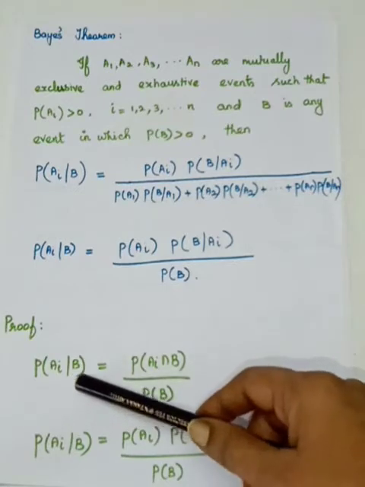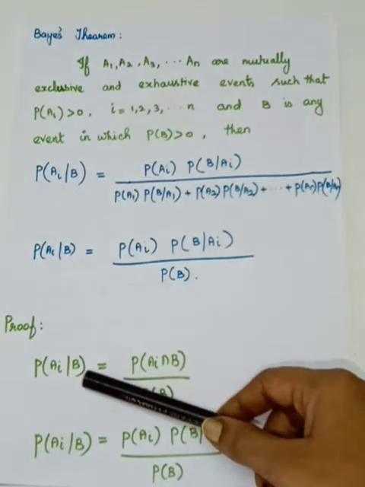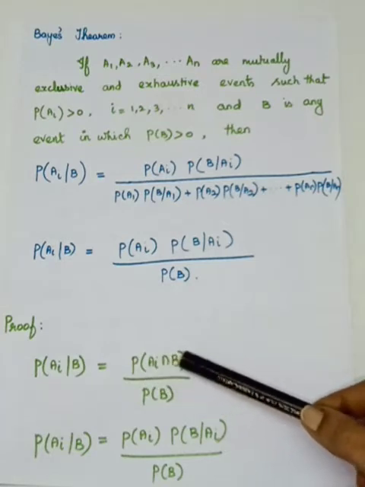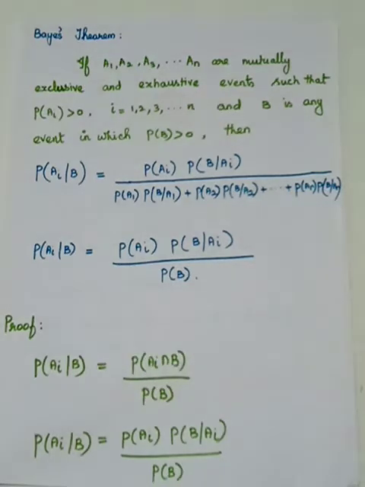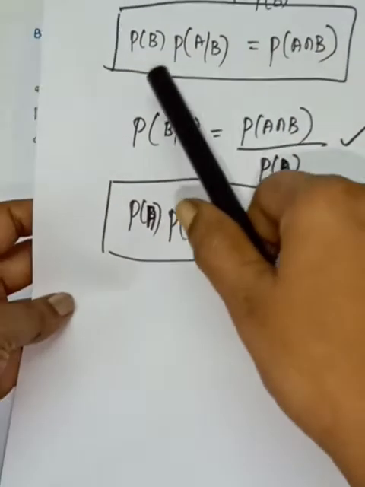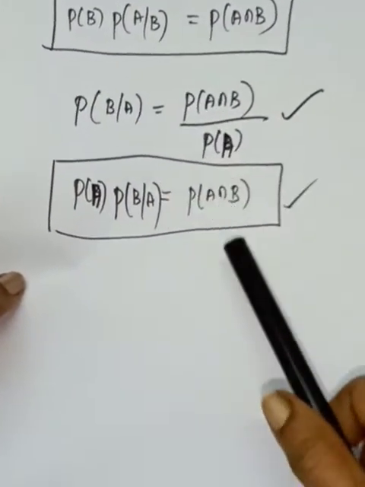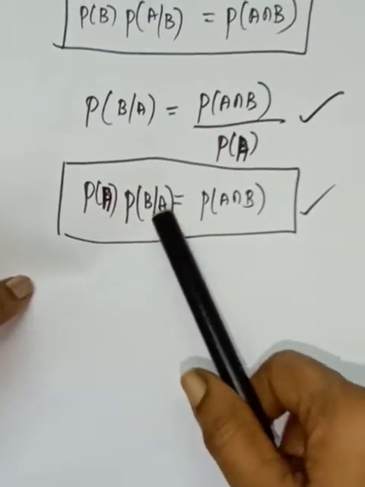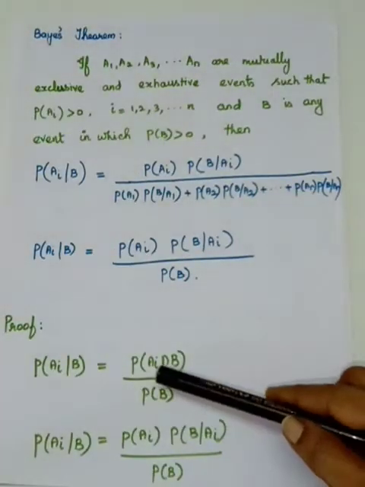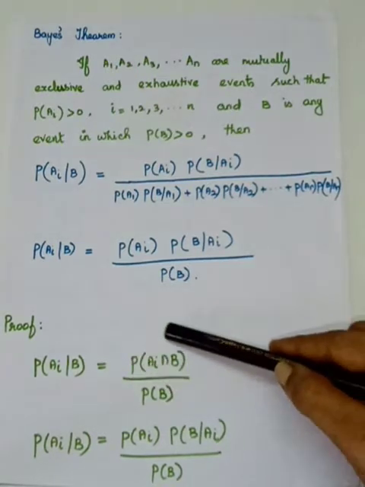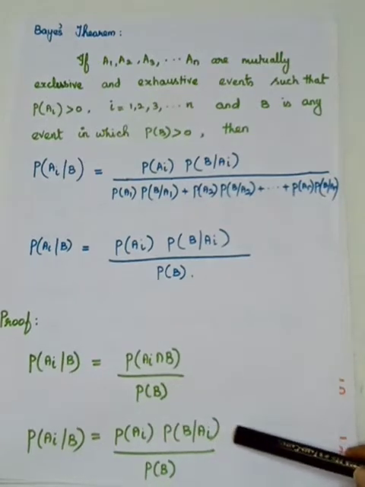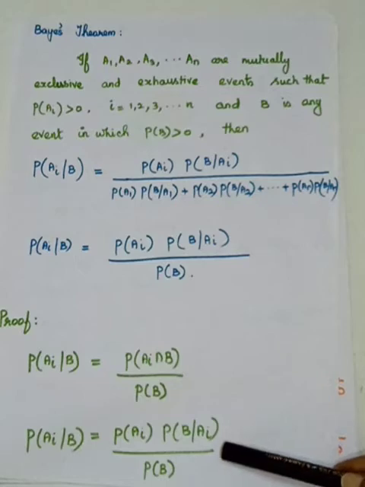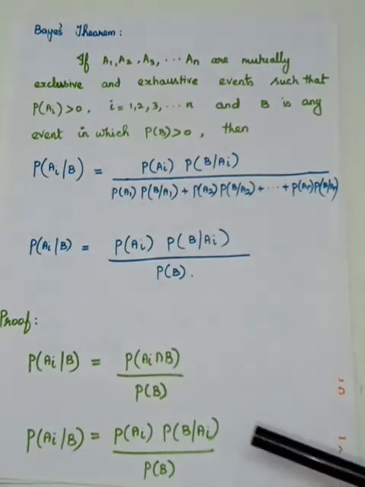For P of A_i by B, we are going to use the definition of conditional probability. What has to come? P of A_i intersection B divided by P of B. Here, P of A intersection B can be written as P of B into P of A by B, otherwise P of A into P of B by A. So this term we are going to take. How can we write this? Again, using the definition of conditional probability, this can be written as P of A_i into P of B by A_i. So therefore we will get the formula. This is called the Bayes theorem.